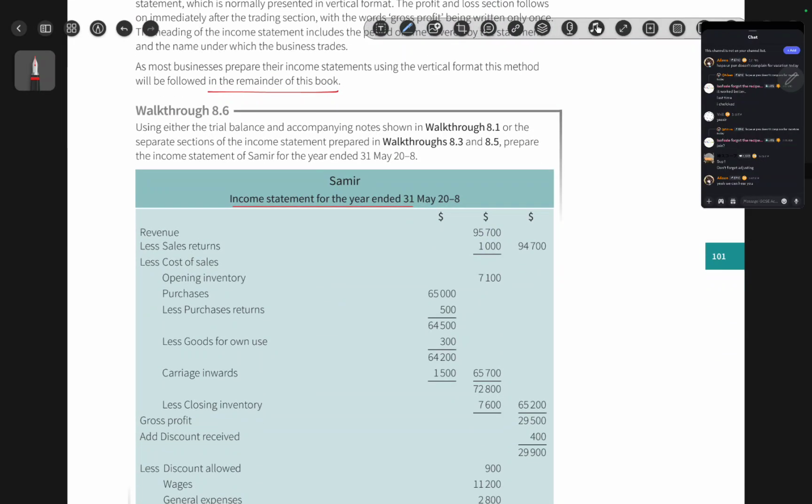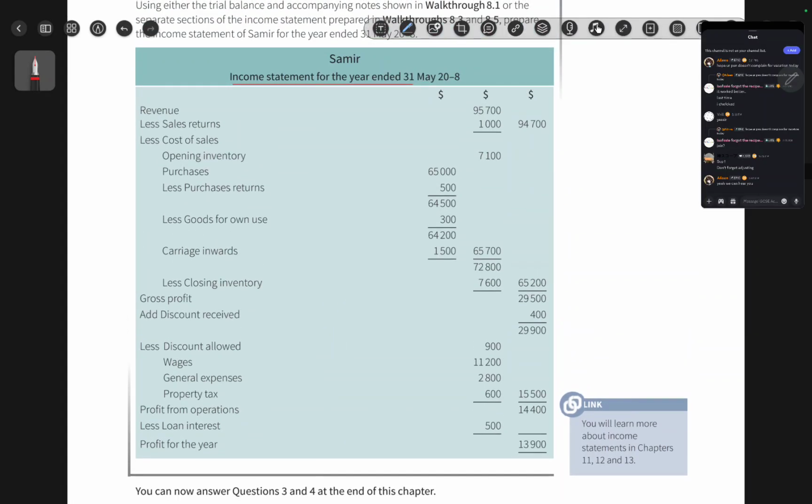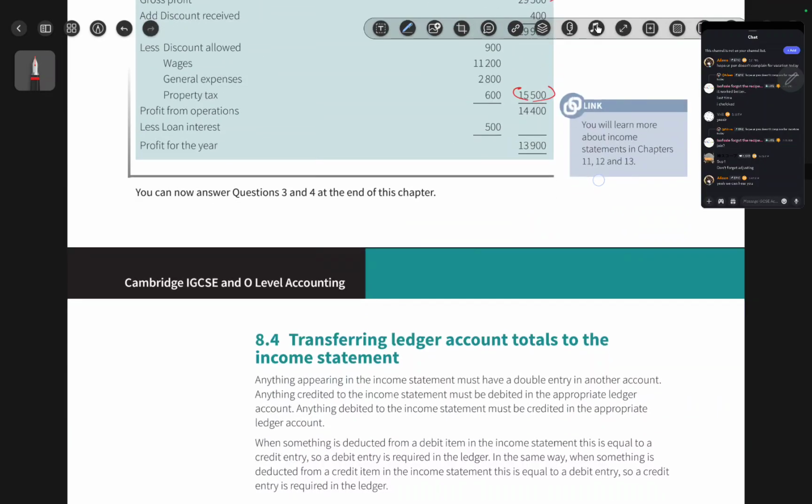Using the trial balance, prepare the income statement, and here it is. Net sales minus cost of sales, you get your gross profit, add any other incomes, minus total expenses, and you get your profit for the year directly if you subtract every single expense, even your finance expenses.